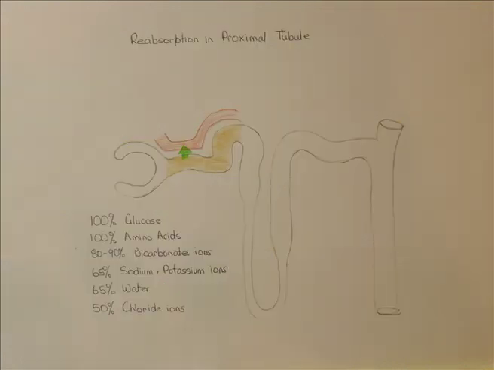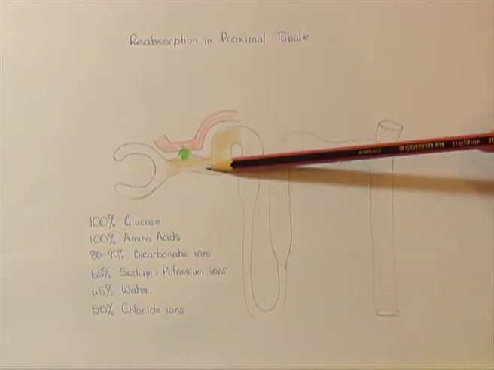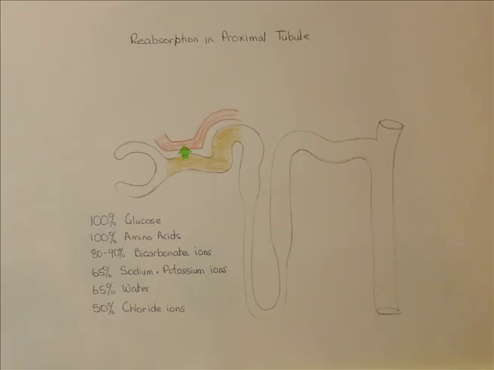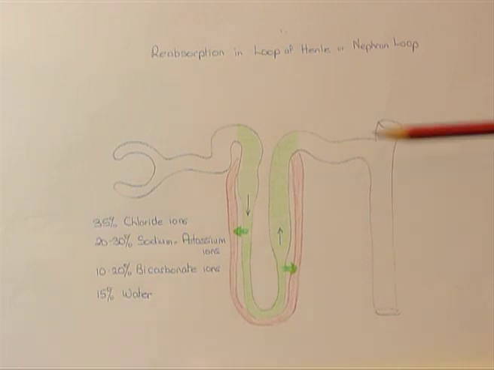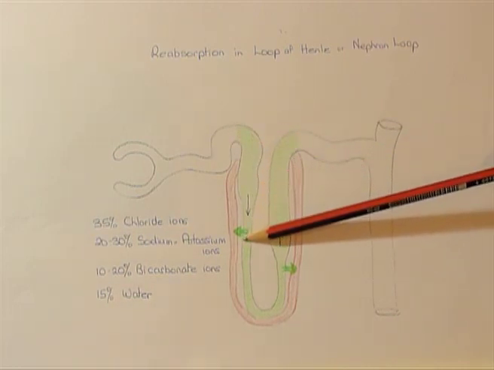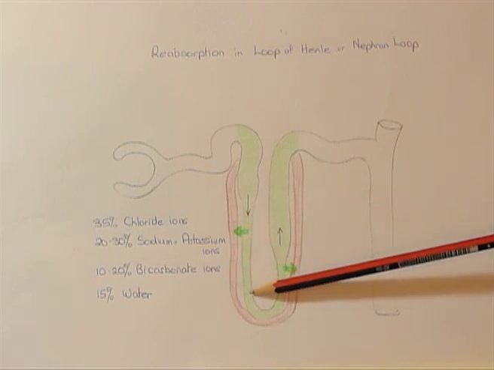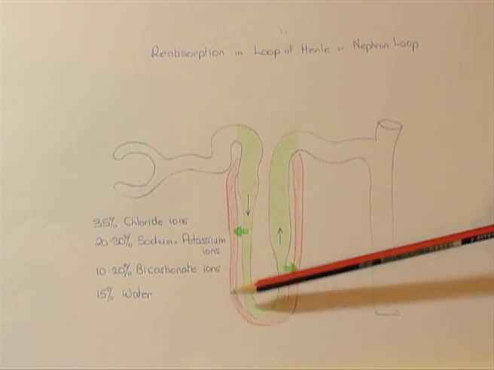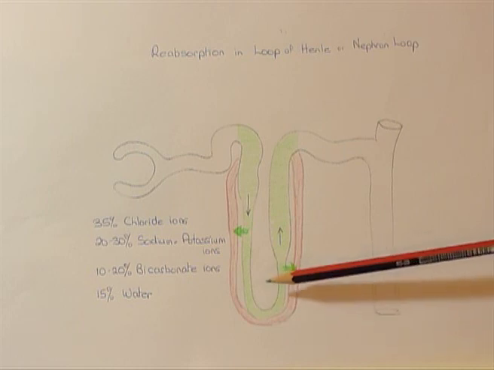In the proximal convoluted tubule, 100% of the glucose and amino acids are reabsorbed, almost all the bicarbonate ions, 65% of water, sodium and potassium, and 50% of the chloride ions are reabsorbed. In the nephron loop, in the descending limb, 35% of the chloride ions, 20 to 30% of the sodium and potassium, and 10 to 20% of the bicarbonate ions are reabsorbed, and 15% water. Variable amounts of calcium and magnesium are reabsorbed.